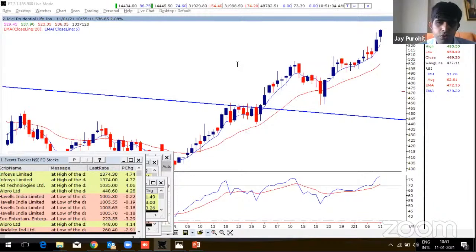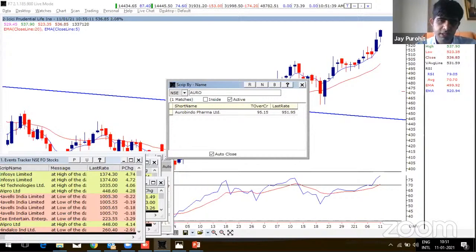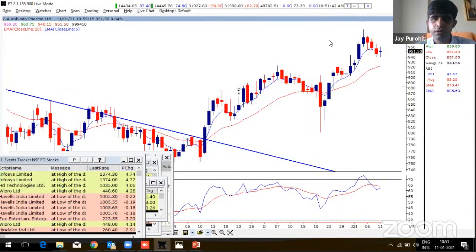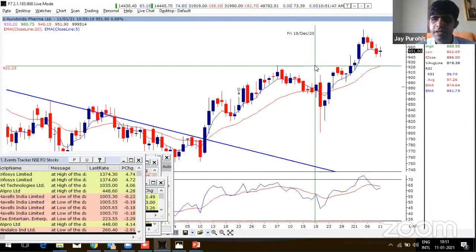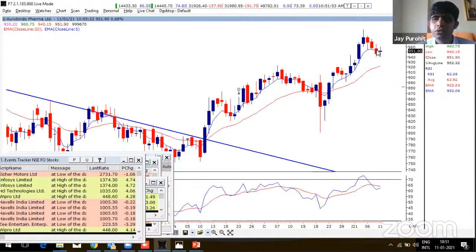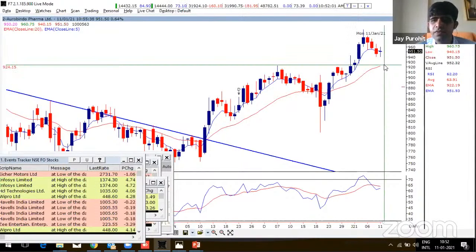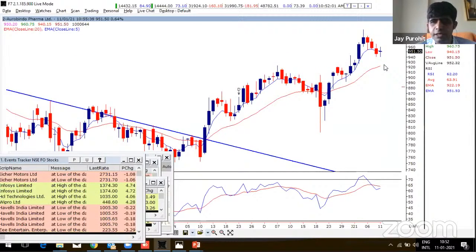View on Oro Pharma. Basically, if you look at the overall chart structure of Oro Pharma, after a rally and a breakout in the last 3-4 days, we are seeing a corrective move in Oro Pharma. So once it again crosses the 970 level, then we can see a good buying momentum, or else wait for a dip up to around 920.